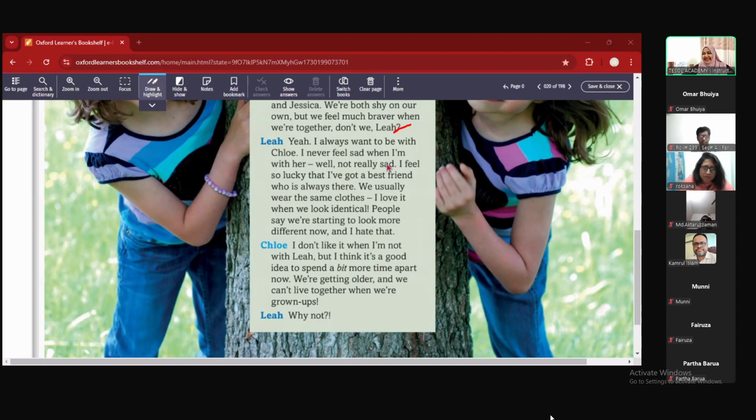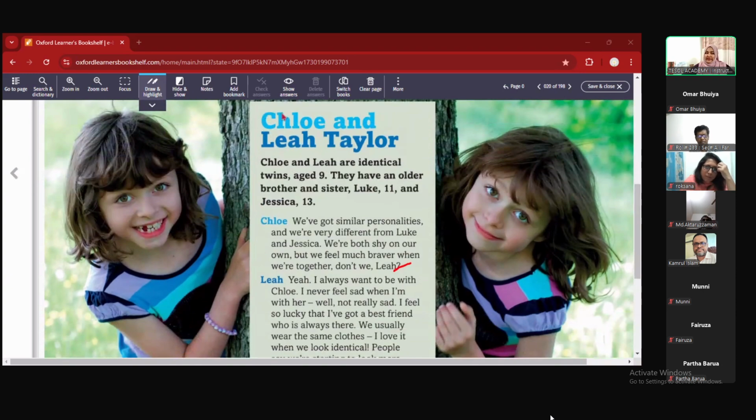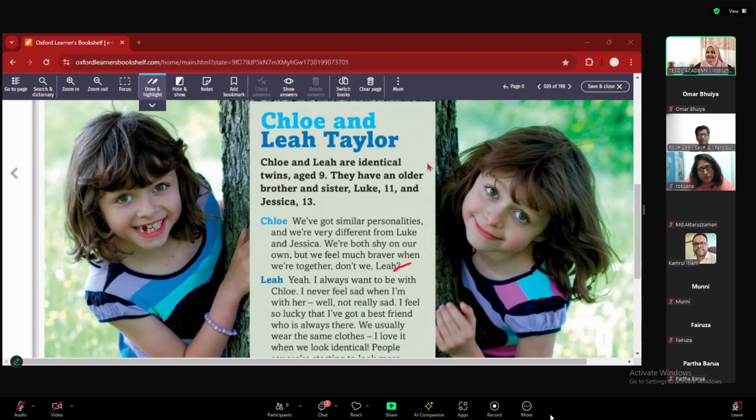Very good, Mr. Kamral. Thank you so much. Now, Mr. Farouk, could you please read from the very beginning, that is the title, till the first passage of Chloe, that is marked.